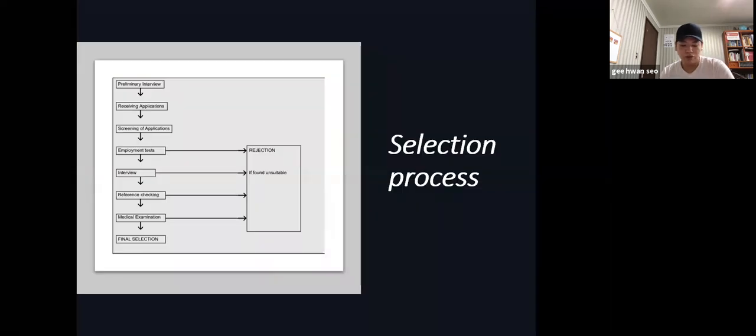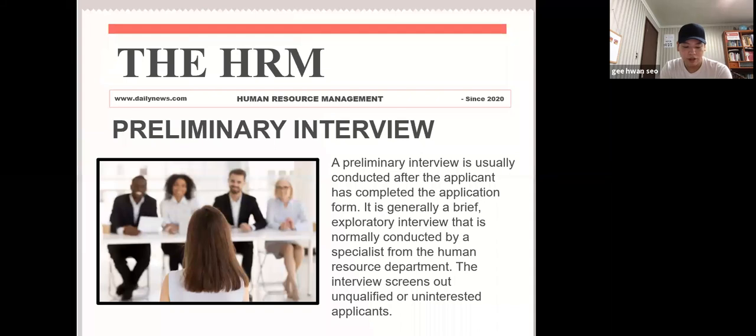Here are the selection process steps: preliminary interview, receiving applicants, screening of applicants, employment tests, interview, reference checking, medical examination, and then final selection. Applicants can be rejected in employment tests, interview, reference checking, and medical examination if found unsuitable.